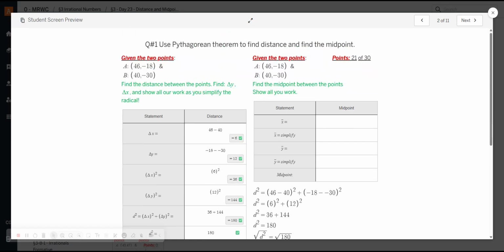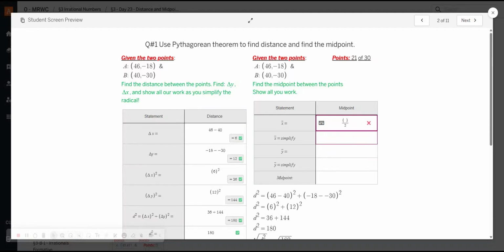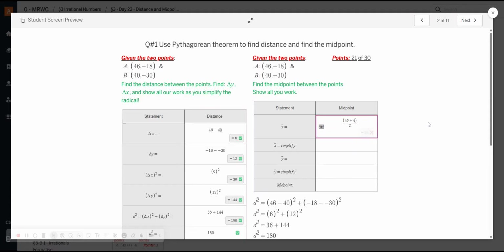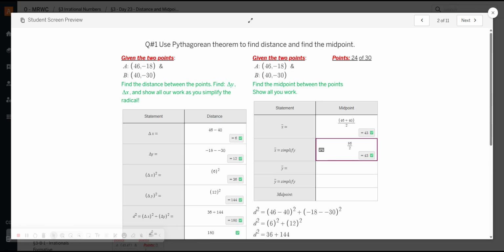Now, the same points, but I want to find the midpoint of those two. So when you find the midpoint, you add the x ordinates and divide by 2. You average them. That's what x bar stands for. It's the average between the x ordinates. So the average between the x ordinates is 46 plus 40 divided by 2. And now you simplify that. That would be 86 divided by 2, which the calculator tells us is 43.